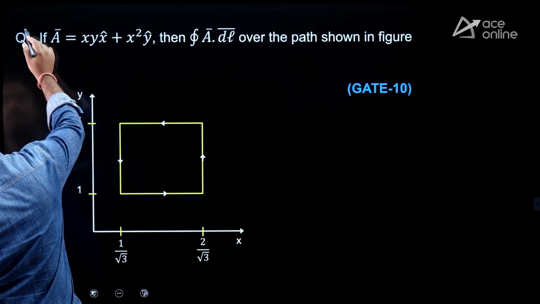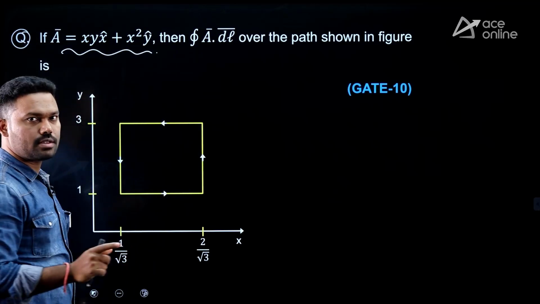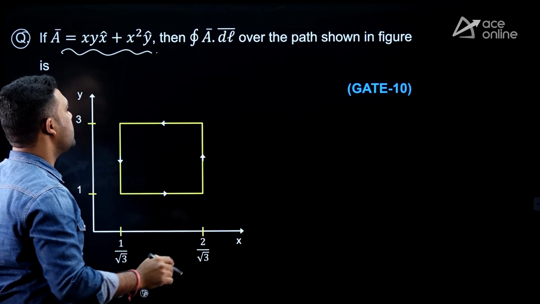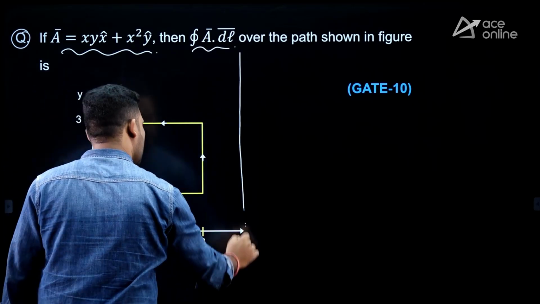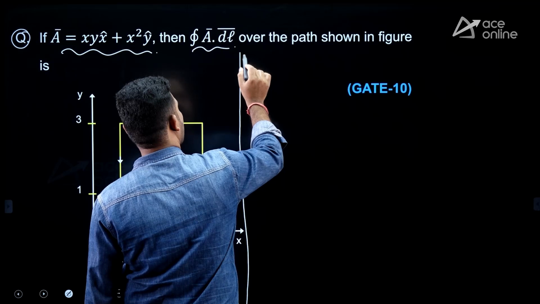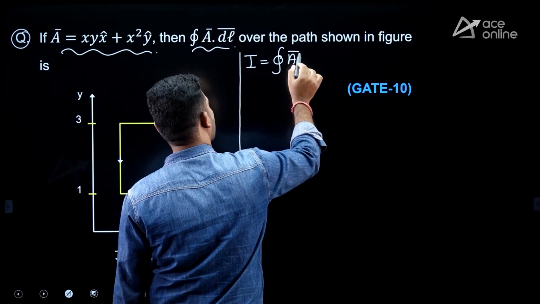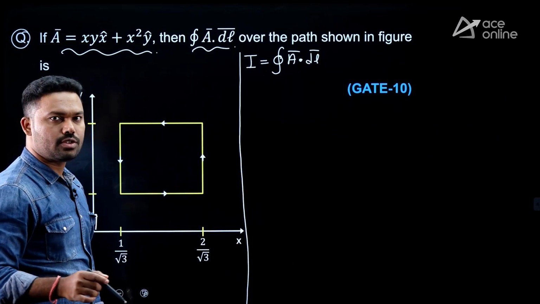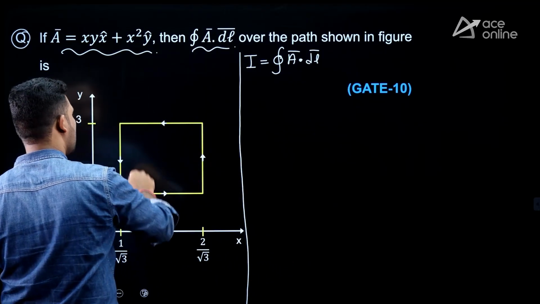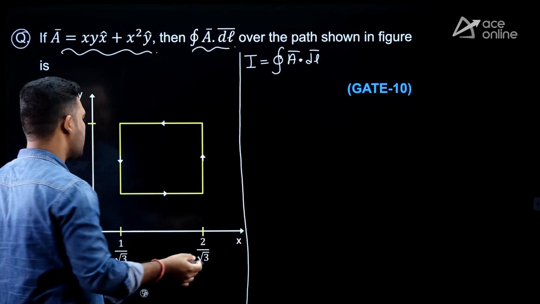If A is equal to xy x cap plus x square y cap, then the closed line integral of A dot dl over the path shown in the figure is... He is asking us to perform the closed line integral. The integral of interest is the closed line integral of A dot dl. But if you go by this closed line integral, how many sections do you need to integrate? This one, this one, this one, this one. Instead of that, you can make use of Stokes theorem, which is going to save our time.